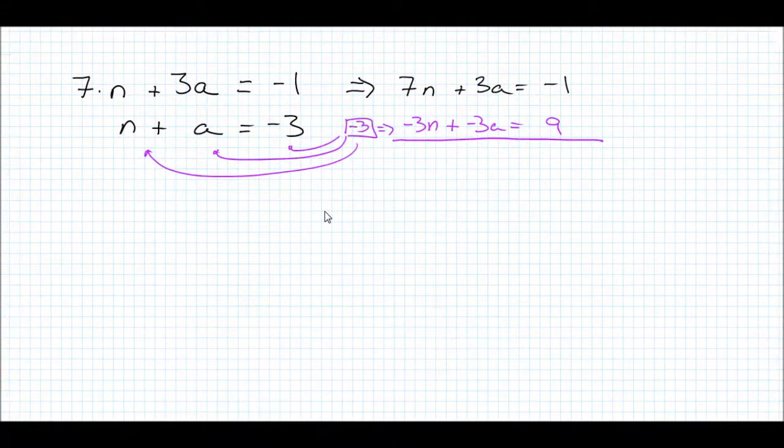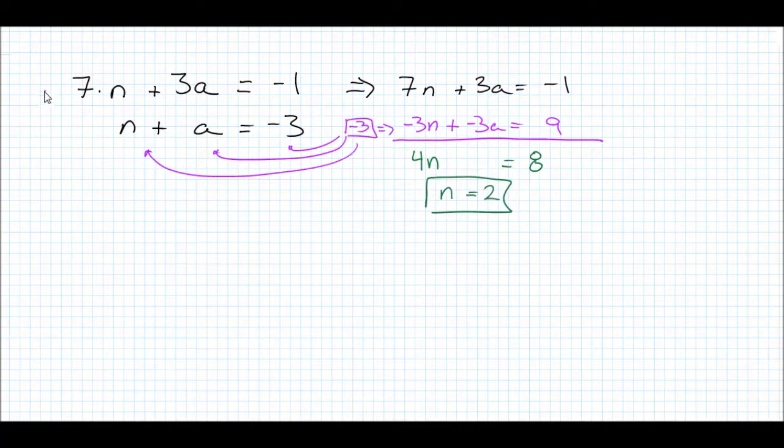7n, I'm going to move it over here for us. 7n minus 3n is 4n. 3a minus 3a is 0. And negative 1 plus 9 is 8. So 4n equals 8. Divide each side by 4. n is equal to 2.